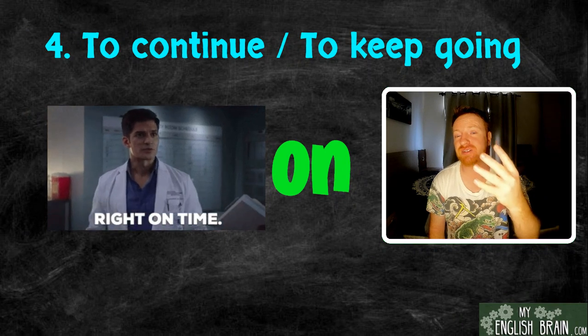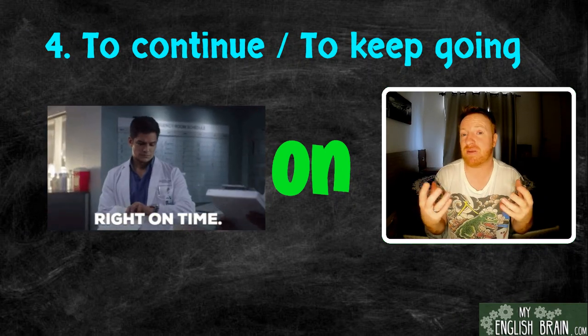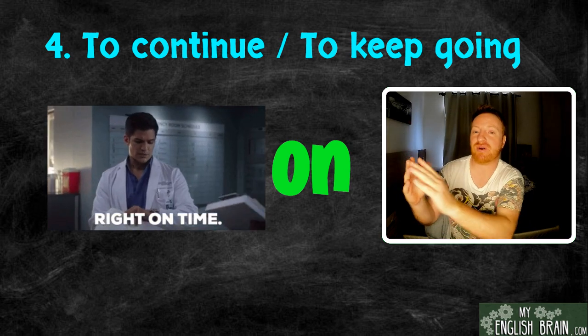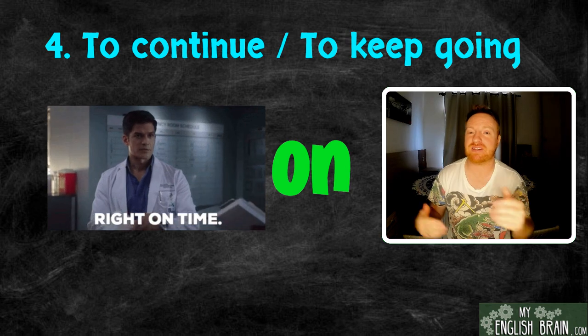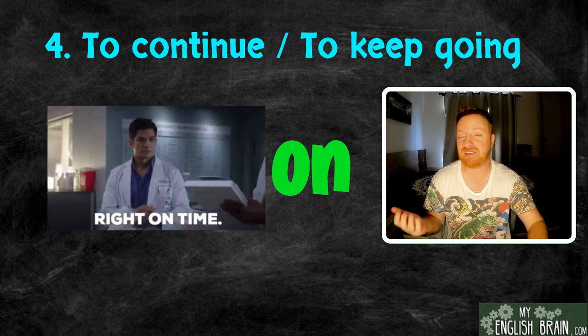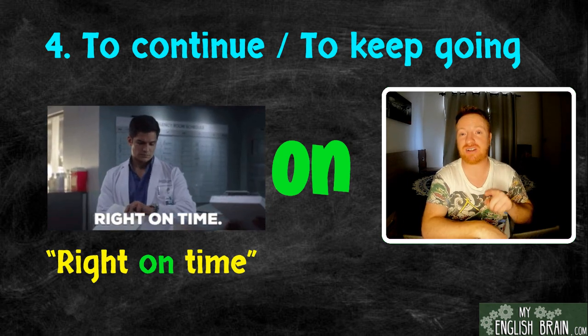Now the fourth reason that we use on in phrasal verbs is in the context of time, but specifically when we think about things continuing in time or things that keep going in time. So on is related to this idea of time, and we can see it in some of the phrases we use like, hey, you are right on time.